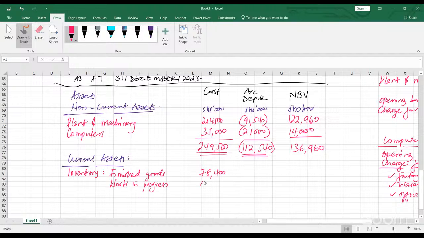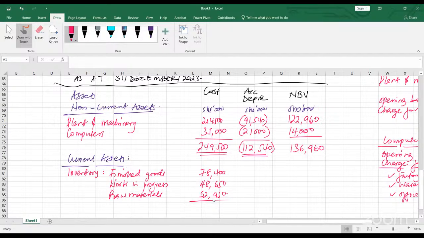Which is 48. You have to add all these inventory figures. Then you also bring the raw material inventory, raw materials, which is 52,950. When you add these, you get the total inventory. How much will the total inventory figure be?